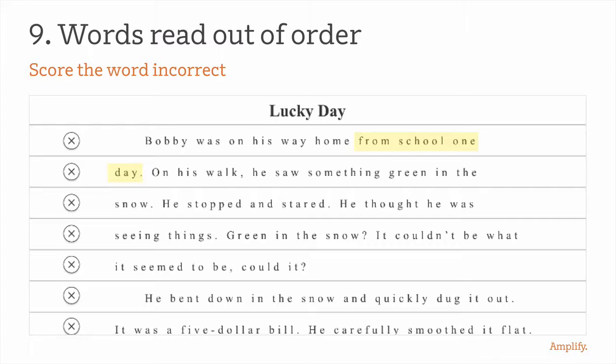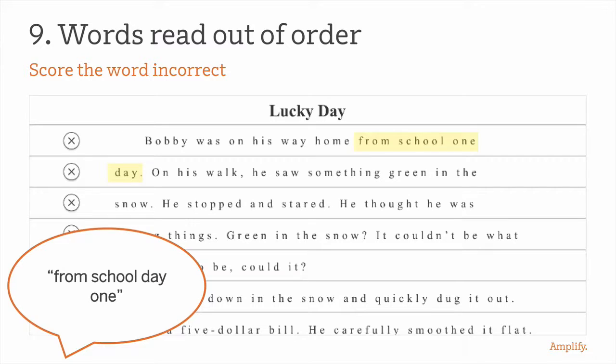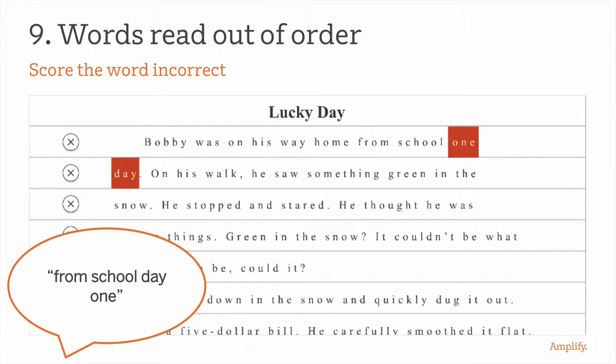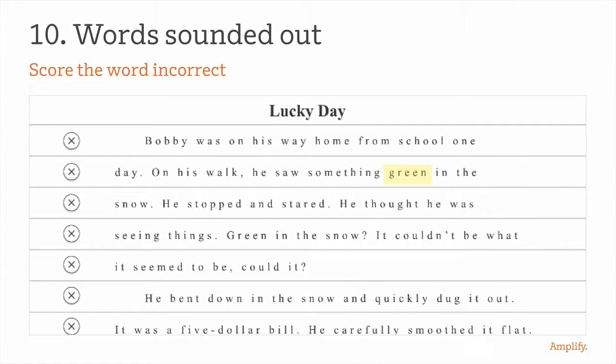Words read out of order. If a student reads words in the wrong order, score them incorrect. For example, if a student reads from school one day as from school day one, score the words one and day incorrect.